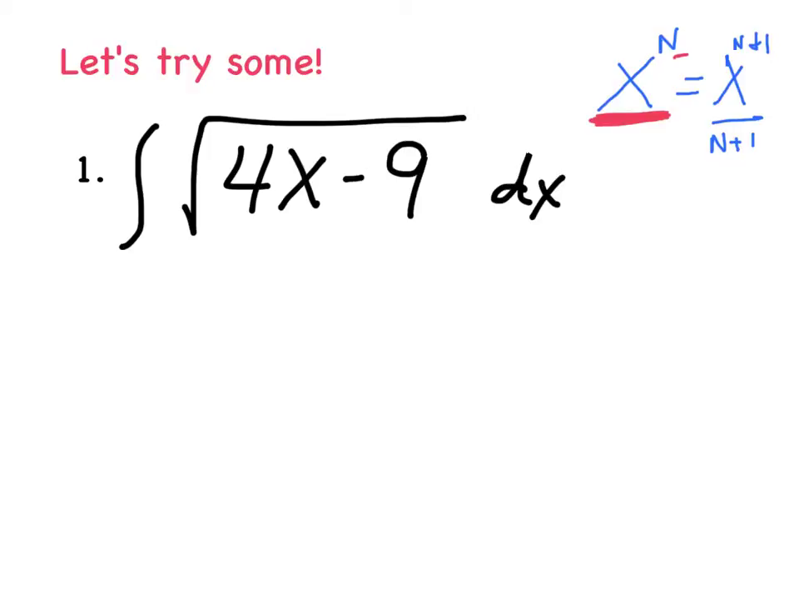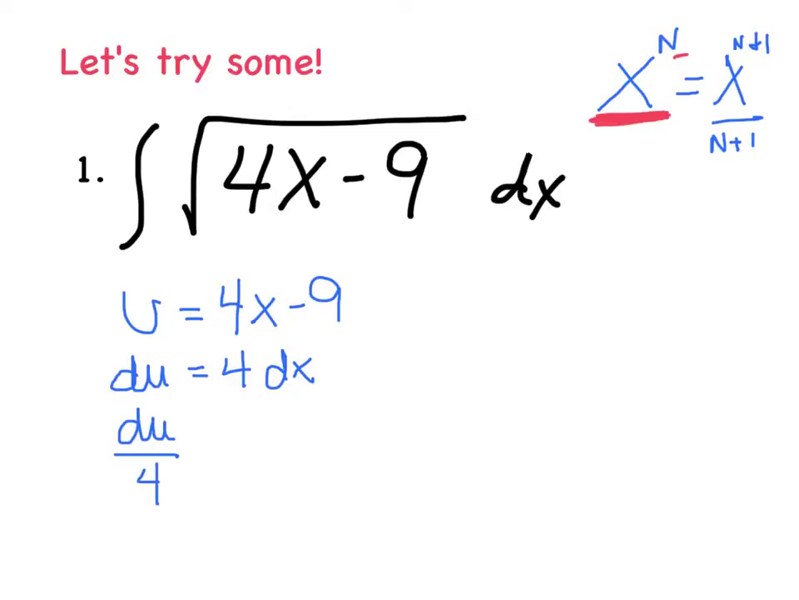So the hint was to pick a u, and that's what we're going to jot down, and everybody jots the same thing down. We need to pick a u who's inside of a function. Well, this 4x minus 9 is inside the radical, so I'm going to say u equals 4x minus 9. Look at your steps. The next step says find du. So now I'm going to differentiate this function with respect to x. So I get du equals, the derivative of this side is 4 dx. Follow your steps. The next step says solve for dx. So I'm going to say du over 4 equals dx.